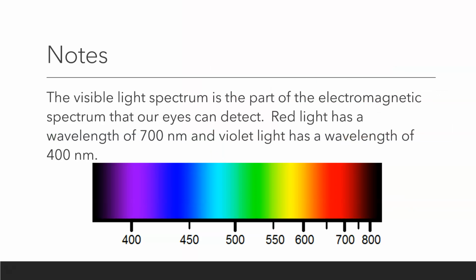The visible light spectrum is part of the electromagnetic spectrum. This is the part that our eyes can detect. Red light has a wavelength of 700 nanometers, which is over here, and violet light has a wavelength of 400 nanometers, and that is the generally accepted range of visible light on the electromagnetic spectrum.